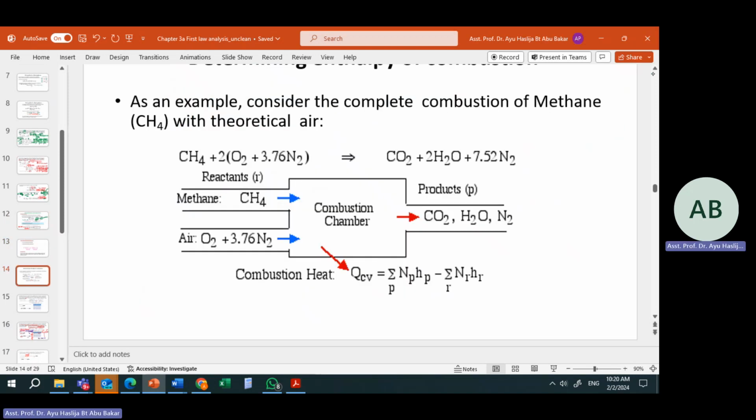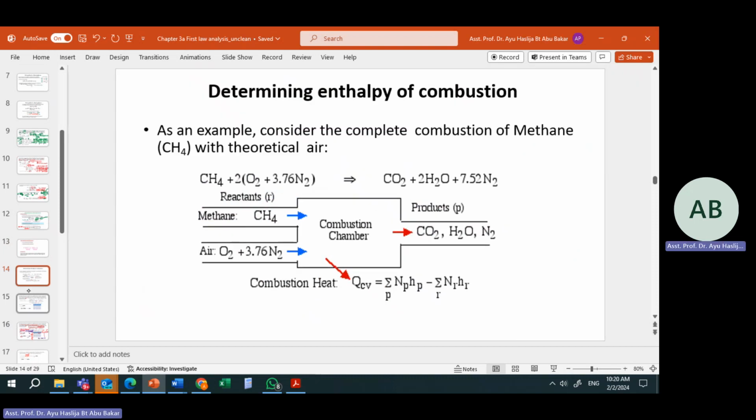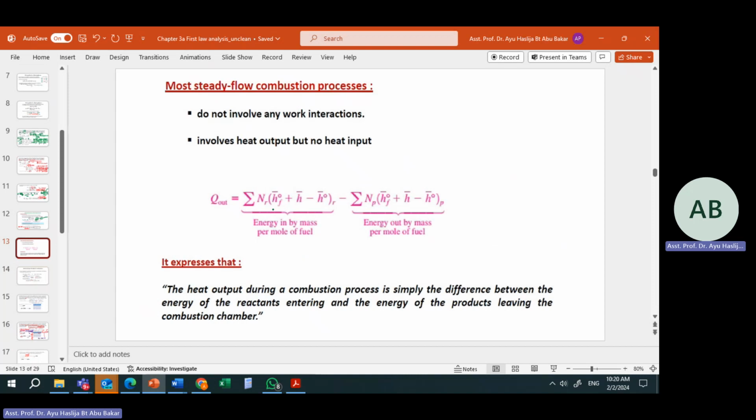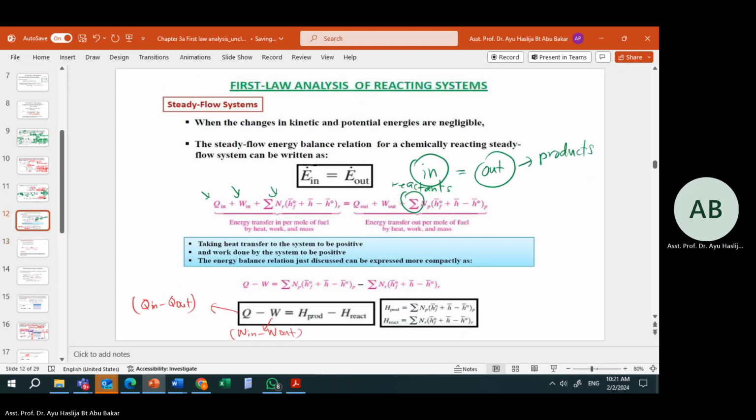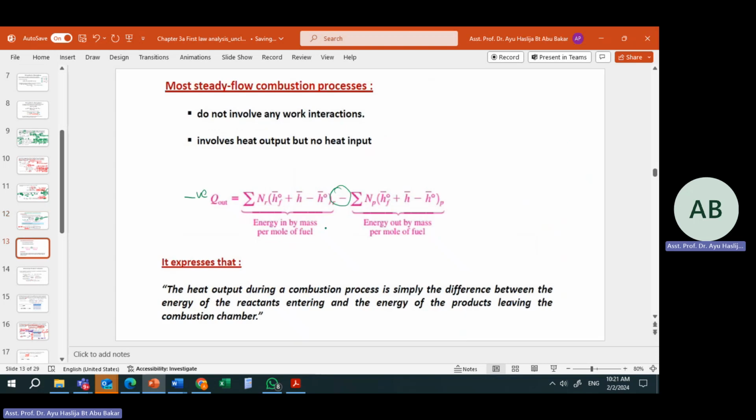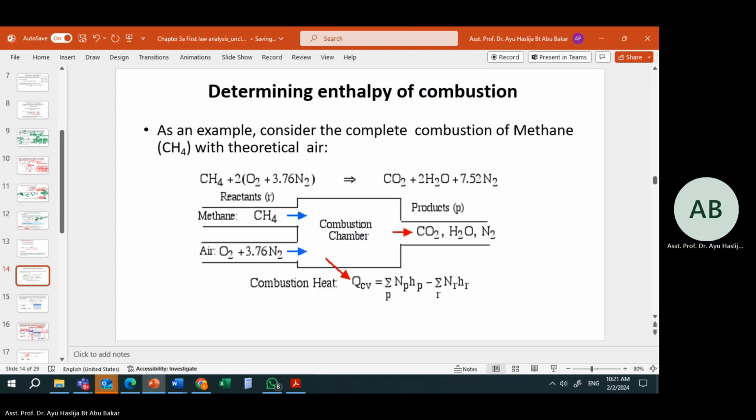Okay, so we go for this example. This one, don't be confused. This one, reactant minus product. The difference is from the sign. Okay, Q out here means Q out from combustion is negative sign kan? Sebab dia exo. So kalau ini, product minus reactant. You just follow product minus reactant. This one dia play around with the sign. Okay.